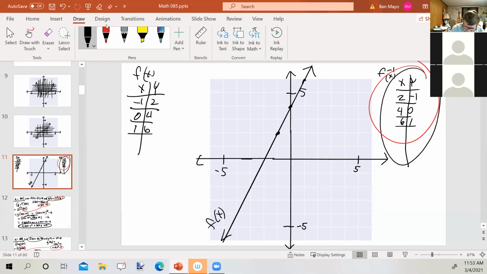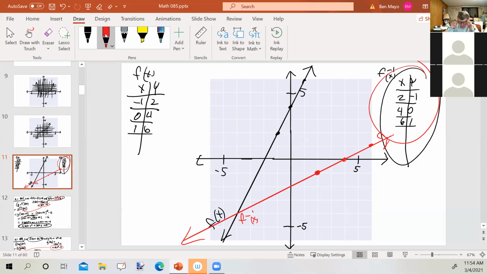All right, now let's graph f inverse of x. X is 2, y is -1. Come on, get red there. X is 4, y is 0. X is 6, y is 1. And I will graph that. Let's see here. All right. So that's the graph of f inverse of x.